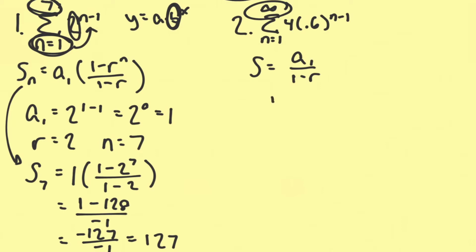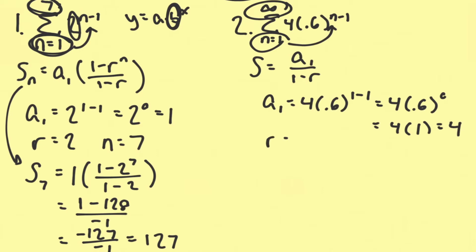a sub 1 is always found by plugging in this bottom number for n, so we get 4. r is that growth or decay factor, the base of the exponent, so that's 0.6. Now we can plug both of those in. The sum equals a sub 1, 4, over 1 minus 0.6, and when you plug that in, you'll get 10. So even though you're adding up an infinite number of terms here, the number keeps getting closer and closer and closer to 10. We say it converges to 10.